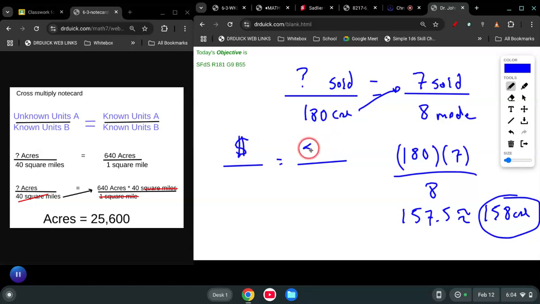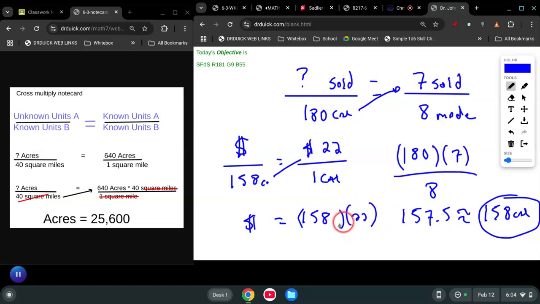If I make $22 for 1 calendar, and I made 158 calendars, once again, this goes up. My money would be equal to 158 times 22. Wow, he's making bank, right? I guess 9 weeks moves. You get $3,476.